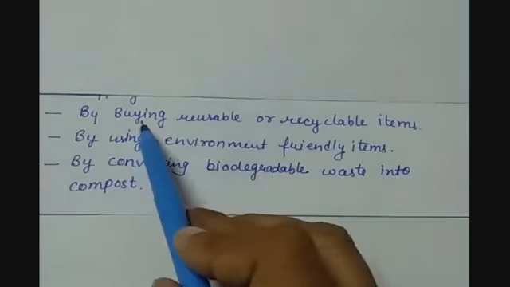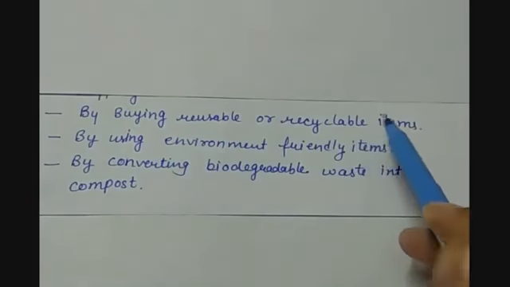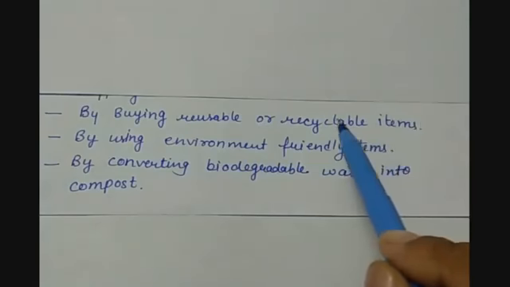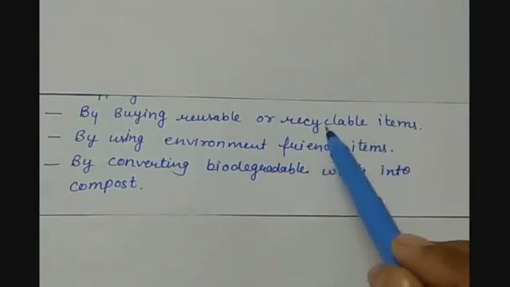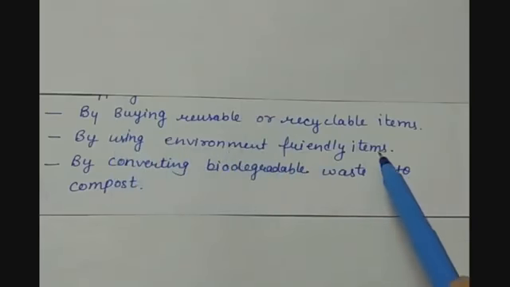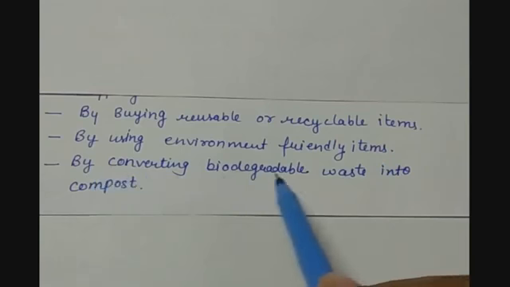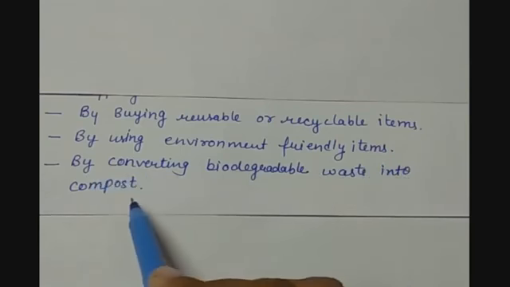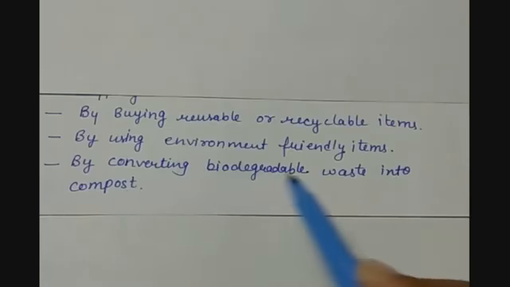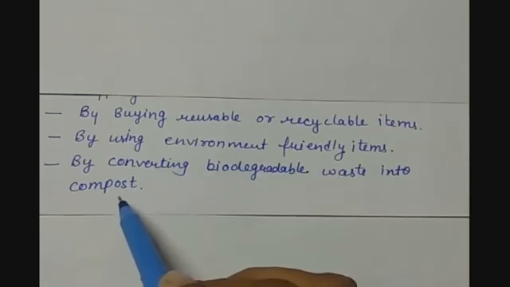Then by using reusable or recyclable items, that will also not affect the environment and hence it will reduce the garbage that we produce. By using environment friendly items which are not harmful for the environment at all. The last point is by converting the biodegradable waste into compost. That is also a very good step to convert the waste into an important and useful product.